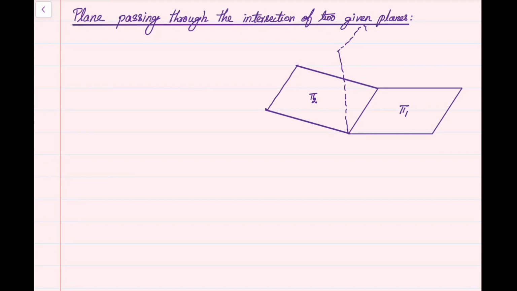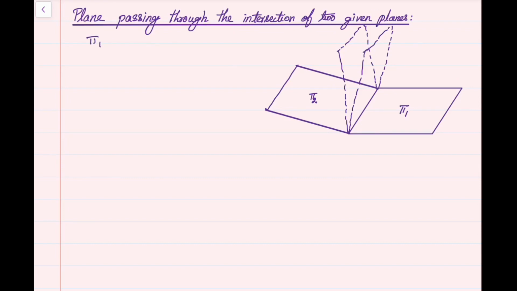Consider a notebook, an open notebook with pages. So we have infinitely many planes passing through the line of intersection. Let us write the equation of all those planes. They form a family of planes.